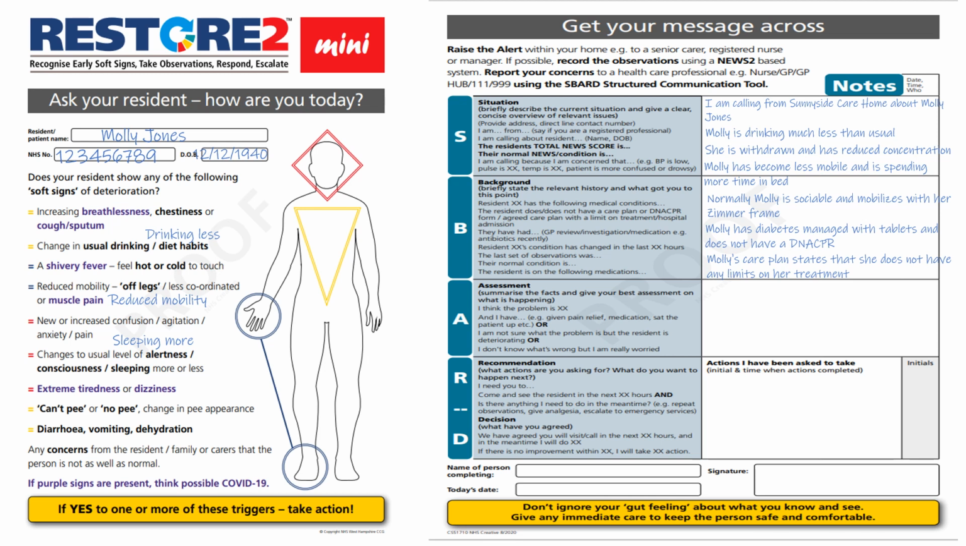Next, what's your assessment? I'm not sure what's wrong, but I'm really worried about Molly. And the recommendation? Please can you advise me what to do next? It's absolutely fine not to be able to diagnose Molly, but what you can do is articulate that you're really worried about somebody and ask for help under the recommendation. The next step would be to record the decision. In this case, we've agreed that a GP will visit Molly by 7 p.m. today. Make sure that you record this under the decision section.